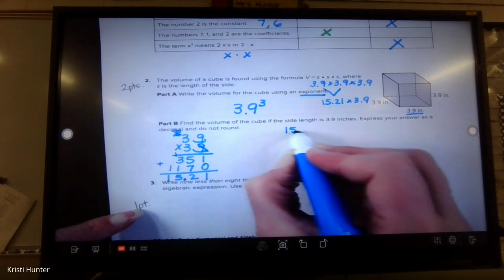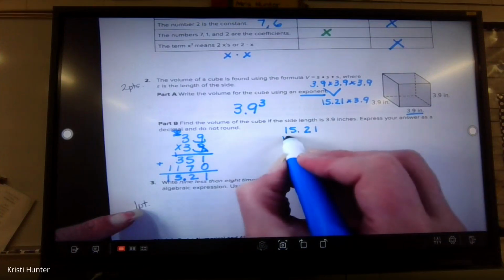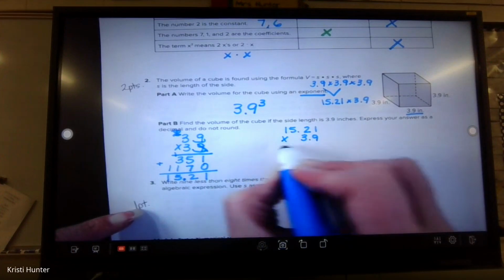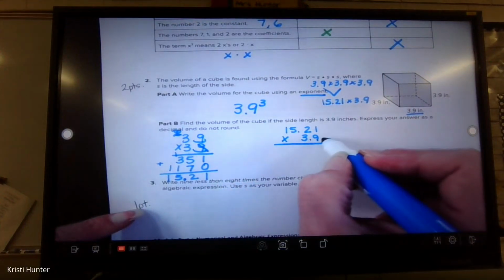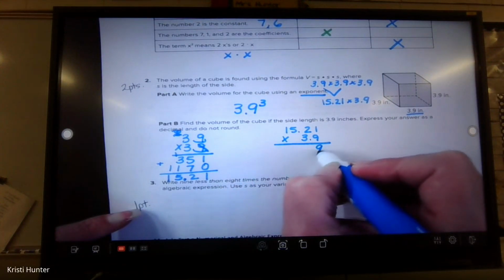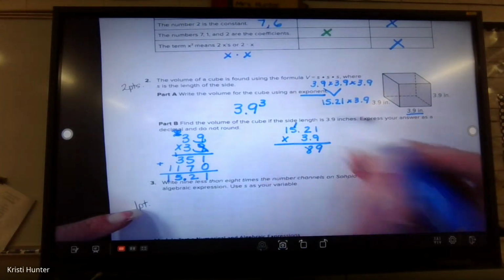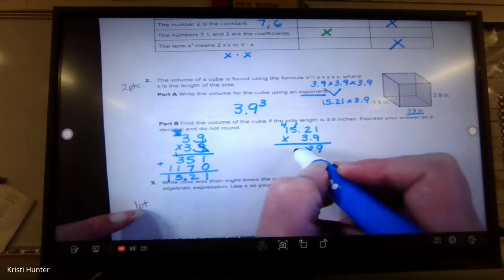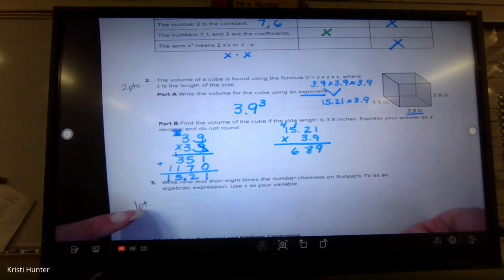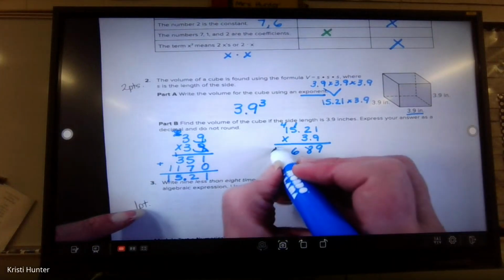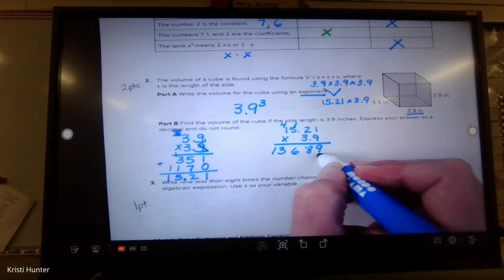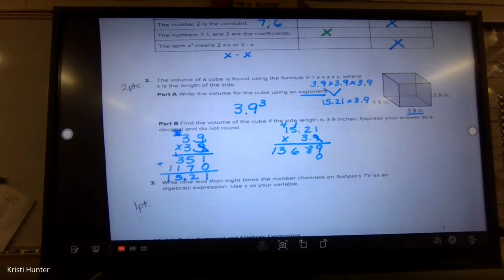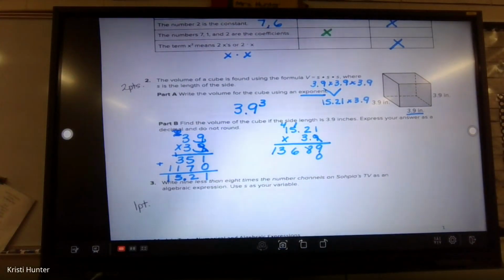And now I've got to take it times the last 3.9. So 15.21 times 3.9. Again, multiply first by the 9. 9 times 1 is 9. 9 times 2 is 18. Carry the 1. 9 times 5 is 45, plus 1 is 46. 9 times 1 is 9, plus 4 is 13. Hold your place. We've multiplied by the 9.